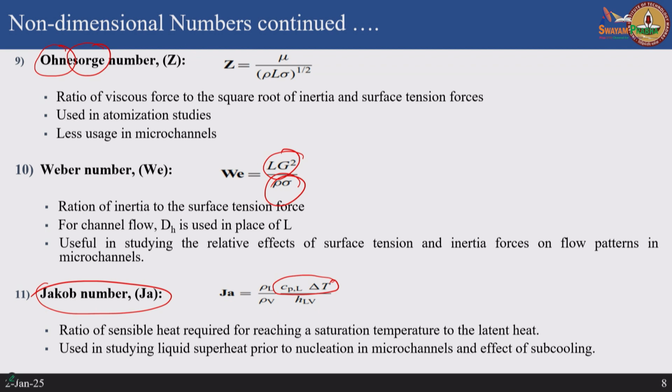And obviously, what will the Jacob number be if you have a saturated liquid? If you have saturated liquid flow boiling, then what will be the Jacob number? 0. Because your delta T is 0, because you are already at the saturation temperature. So anything apart from 0 means it is basically a subcooled liquid.